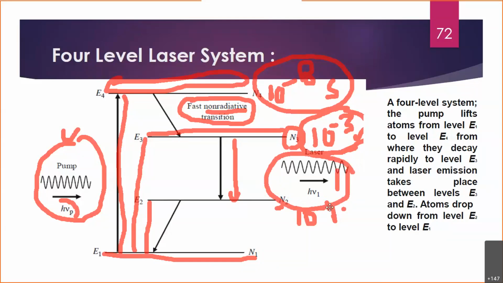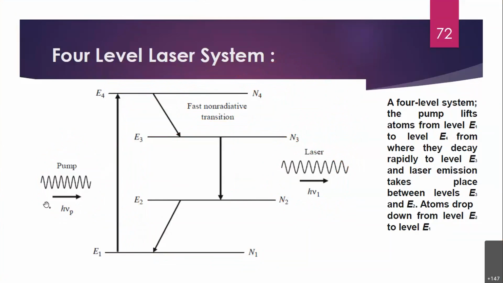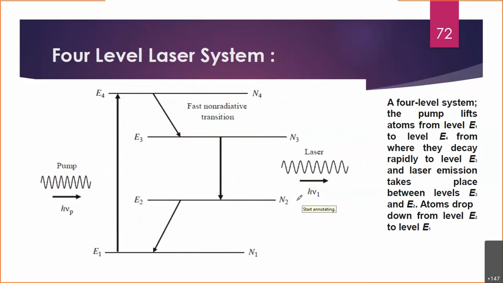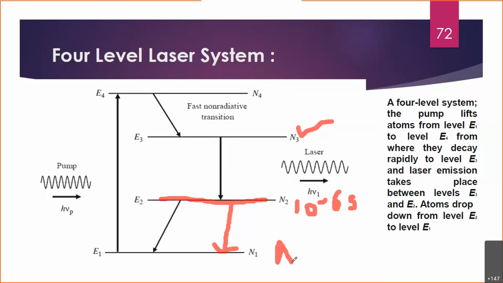So this one has around 10 raised to minus 4 to minus 6 seconds. What happens because of that is that this has the largest lifetime. When the particles come down to this level, you need to bring them down to the lower level. Why? Because our purpose is to get N upper greater than N lower. That means the upper level must have a large number of particles compared to the lower level.